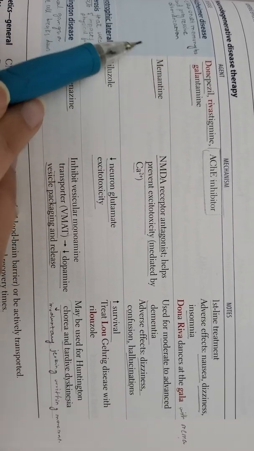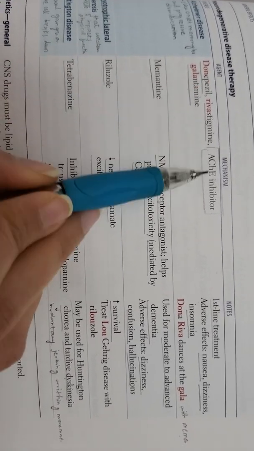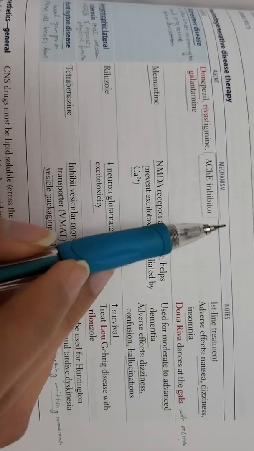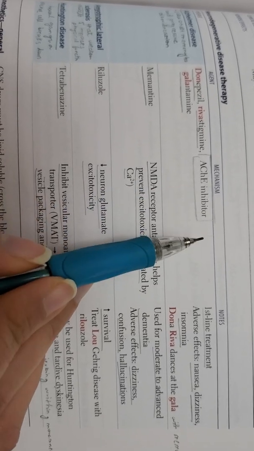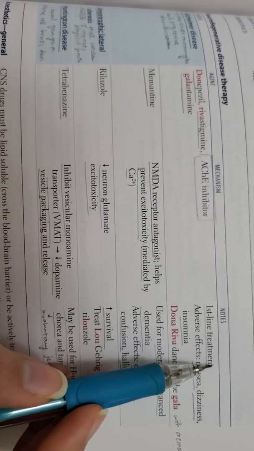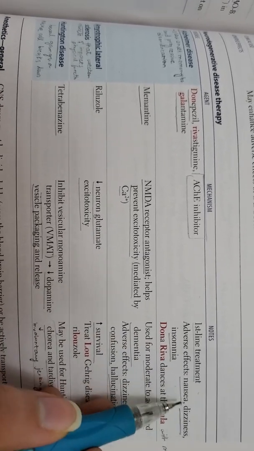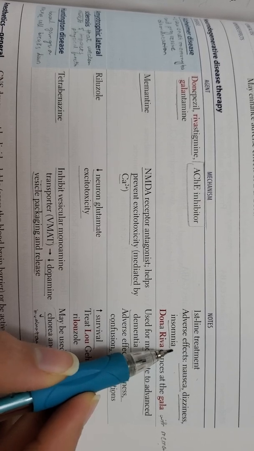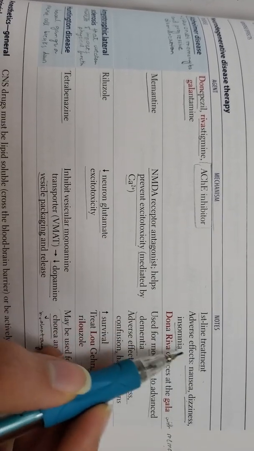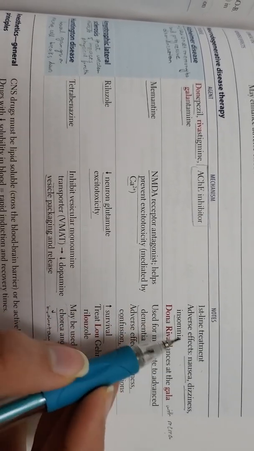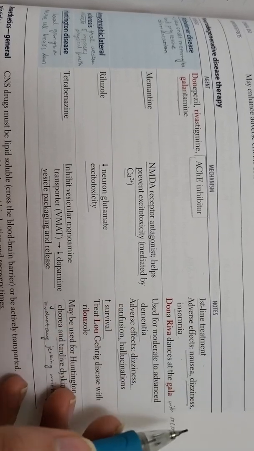So memantine is separate. These three drugs work by inhibiting the acetylcholinesterase, and they are the first line treatment drugs. The side effects which most of the drugs cause are nausea, dizziness, and insomnia, which is a very important side effect. So the patient has difficulty in sleeping and will present with progressive memory loss, so you know that they are on these drugs.